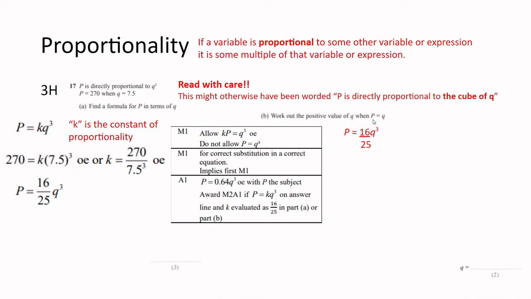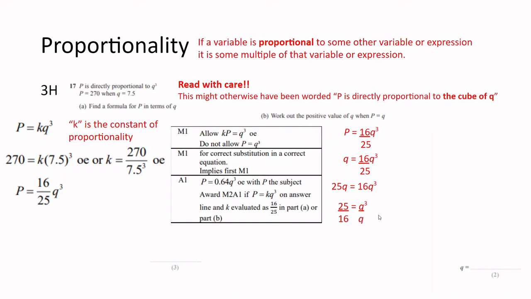So if we already have the equation P is equal to 16 over 25 Q cubed, and we're told that we need to find out what Q is when P is equal to Q, let's make P equal to Q. So instead of P equals 16 over 25 Q cubed, let's write Q is equal to 16 over 25 Q cubed. I've just replaced the P with a Q because we're told that P is equal to Q. Now we've got an equation that's only got the variable Q in it, and we can solve that equation to find out what Q is.